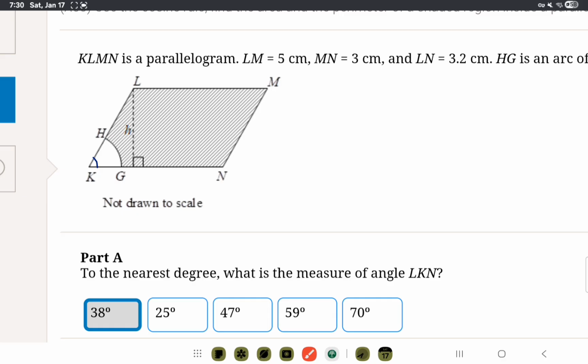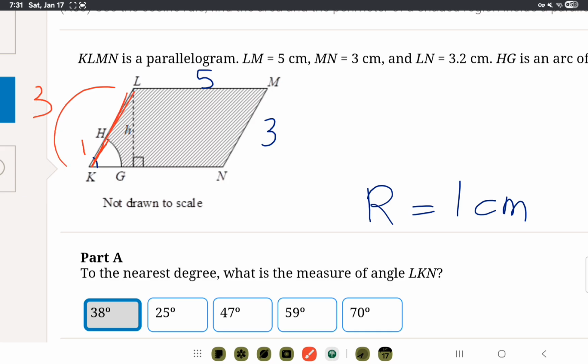By the way, let me just put the numbers. LM is 5. MN is 3. Before, they said that the radius is equal to 1 centimeter. Perfect. So here it's 1. Now the whole thing here is 3, so what is this? It's 2. Same thing here. So here it's 1. The whole thing is 5. So what's GN? GN is 4. So I'm just going to remove everything and rewrite my numbers. So 1, and then we have 2, and then GN is 4.